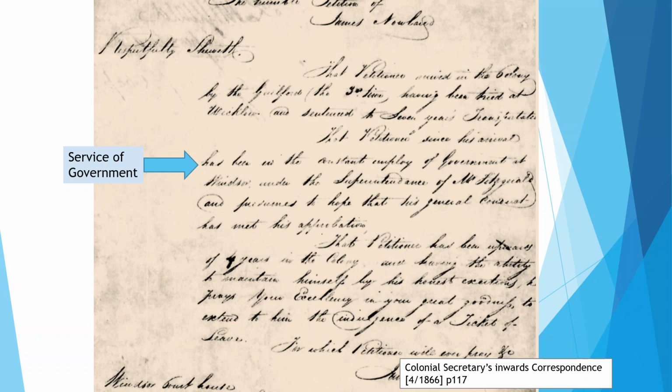Now down the bottom, I decided not to put an arrow on it. It's asking for a ticket of leave. So the ticket of leave is essentially like a parole where he gets to work while he's still a convict.